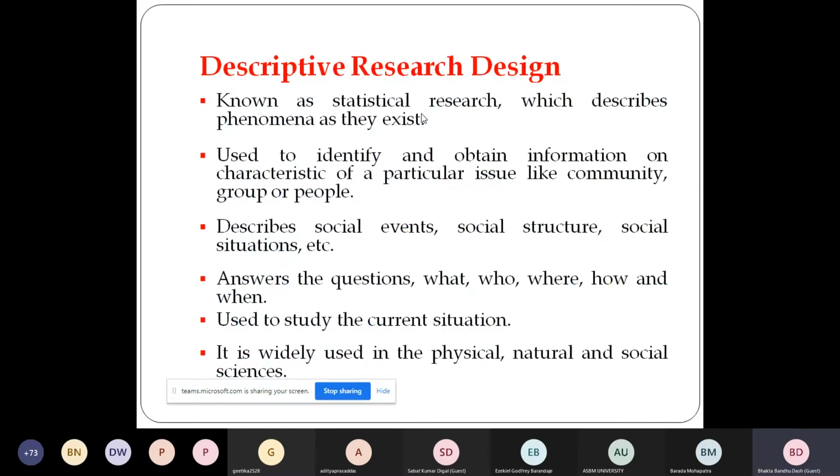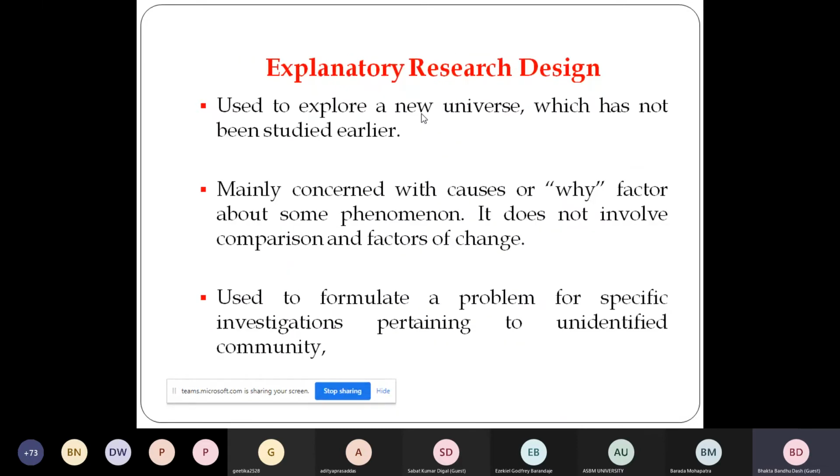Then the next area is your descriptive research, which is more statistical in nature, and it describes a phenomenon, as I already told you a little before, like describing the events, social structures, situations, and you always focus on the questions like what, who, where, how, when, and it is more situational in nature and mostly used in physical, natural, as well as your social science research.